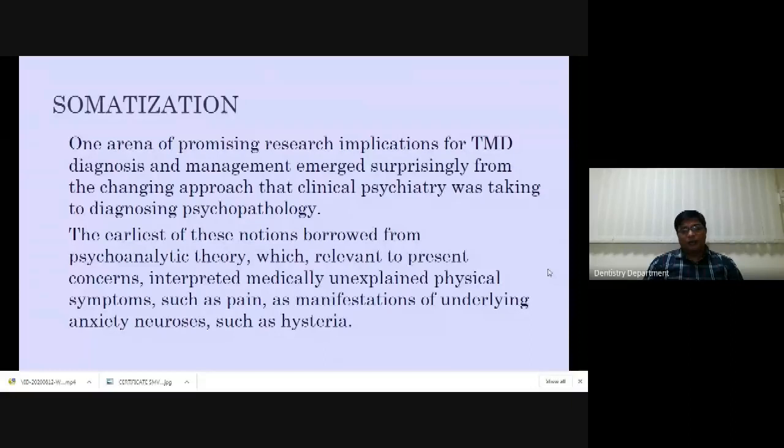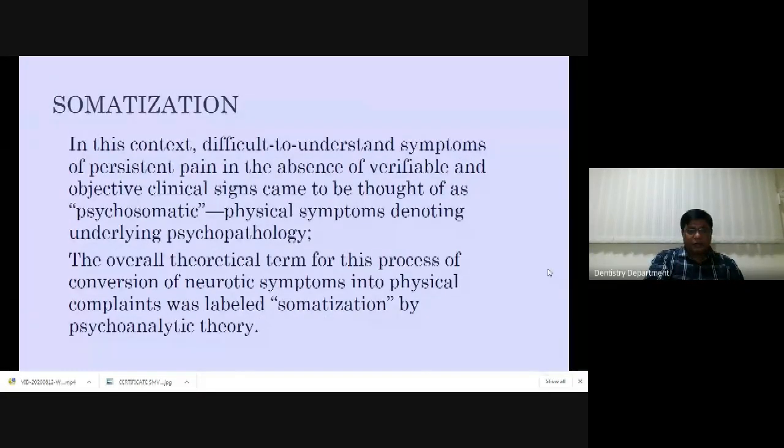There is science behind somatization, and this came into existence in the 1950s. In this context, difficult to understand symptoms of persistent pain in the absence of verifiable and objective clinical signs came to be thought of as psychosomatic, that is, physical symptoms denoting underlying psychopathology. So this is called somatization.